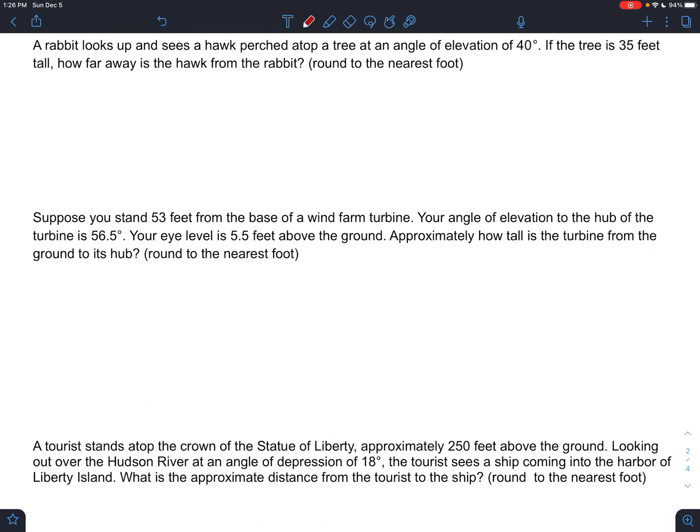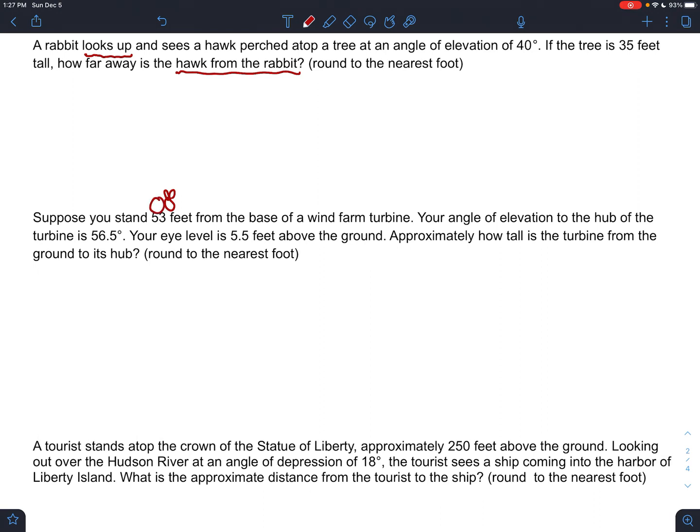So it looks like we have 4 problems to do. What I do with these is I always first try and draw a sketch after reading the problem. So a rabbit looks up, so that's key info that this is going to be angle of elevation, and sees a hawk perched in a tree at an angle of elevation of 40 degrees. If the tree is some amount tall, how far away is the hawk from the rabbit?